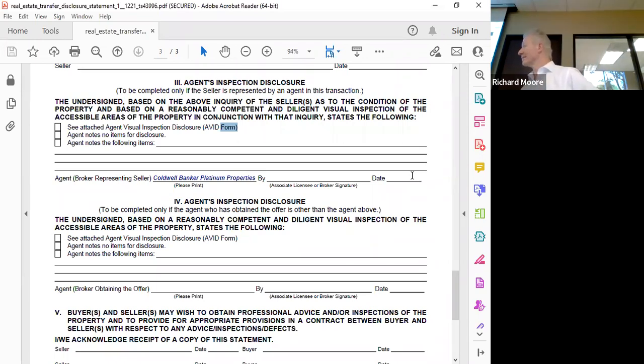The disclosures that the seller has completed, if nothing has changed, you don't have to update anything, or just send it to them for a new date. But it's a reminder to them: these things are stale dated at 6 months, has anything changed in the property?